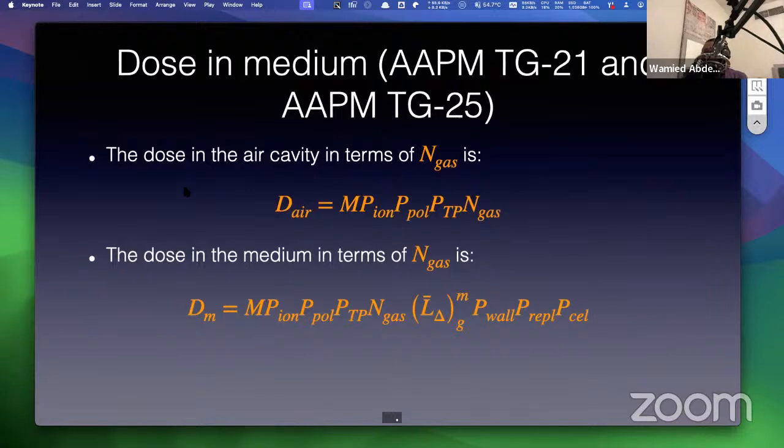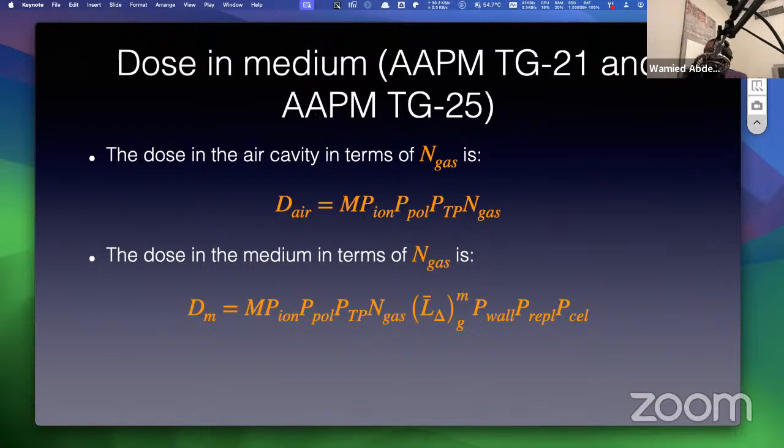So just to wrap up everything, this is the equation. This is the N-gas formalism. The dose in the air cavity in terms of N-gas is equal to N-gas multiplied by some corrections to the signal: P-ion, because this is the signal we're measuring, the P-polarity correction, and then P-temperature-pressure. In this case, we're thinking of P-temperature-pressure as a correction to the charge, or we could think of it as a correction to N-gas, as discussed earlier.